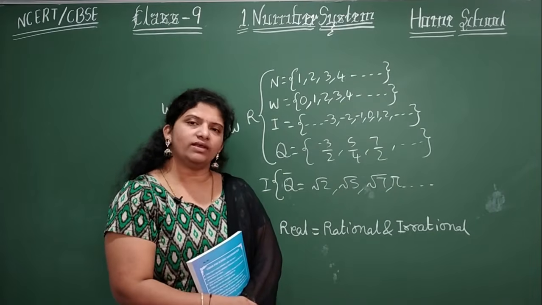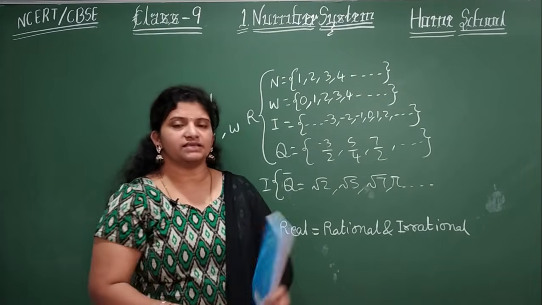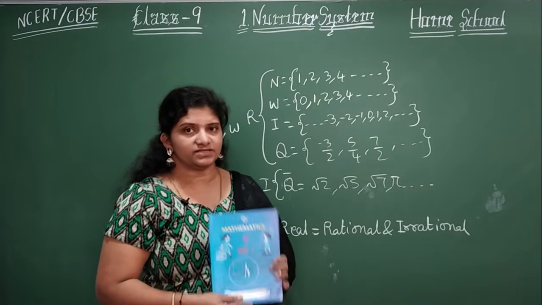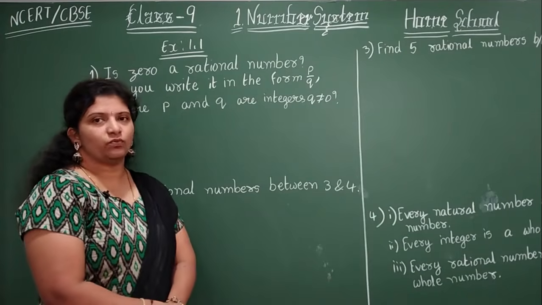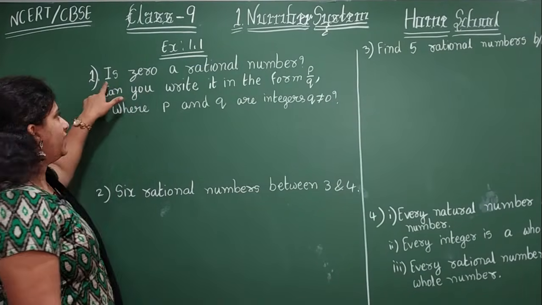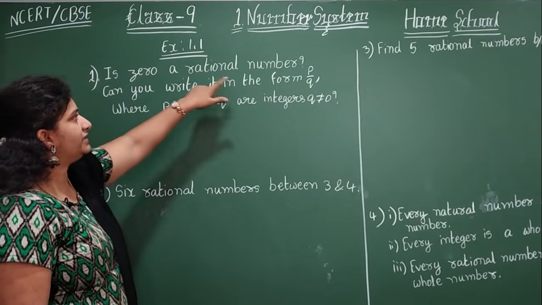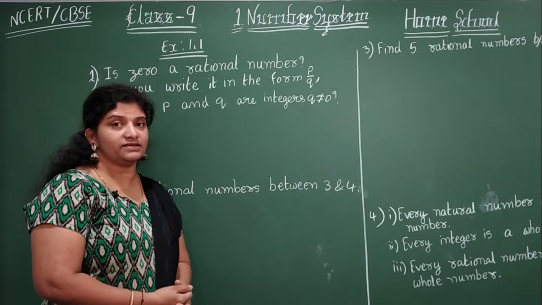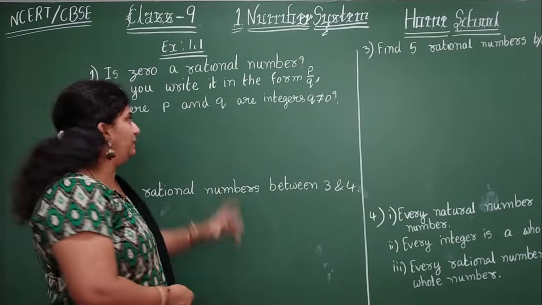So children, now let's start our first exercise in this textbook. Number system, first chapter, first exercise. Exercise 1.1. Look here, first problem. Is 0 a rational number? Is 0 a rational number? Yes, it is a rational number.